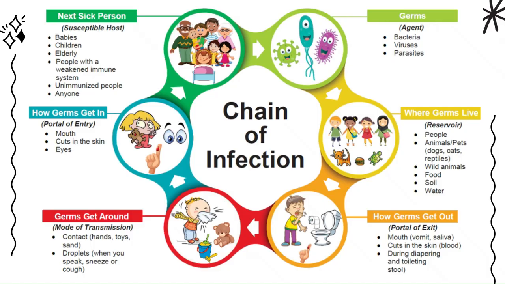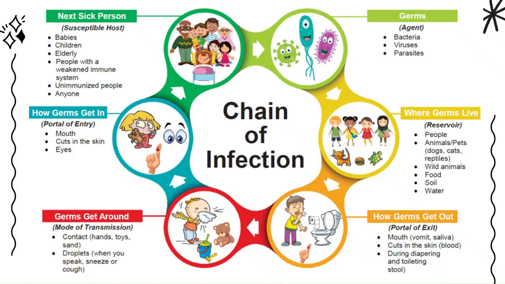Next is the portal of exit. This is how the germ leaves the body of the infected person or animal. It can exit through the nose, mouth, skin, blood, or body waste. For example, when someone coughs or sneezes, germs come out through their mouth or nose.